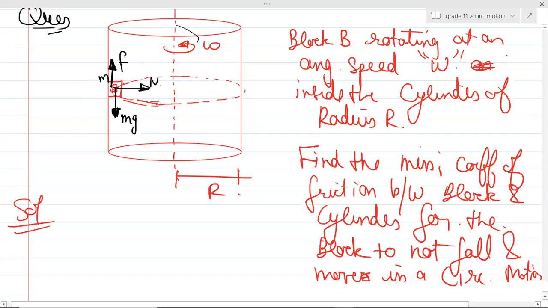Now tell me, do you want me to do it in the frame of reference of the ground, or in the frame of reference of the block? Which frame of reference do you want? I'll do both. First we'll do it in the frame of reference of the ground.